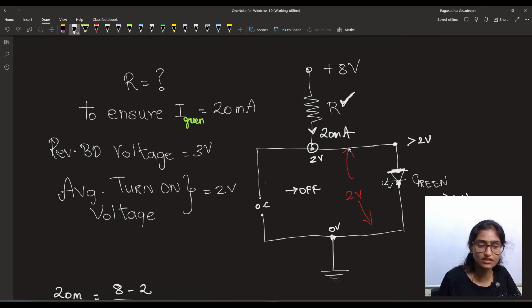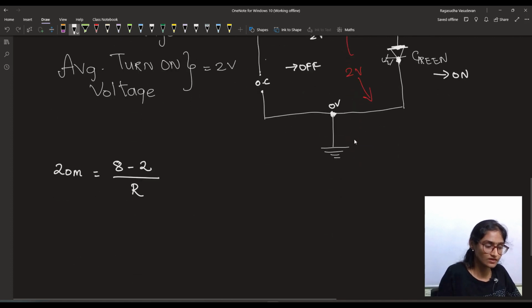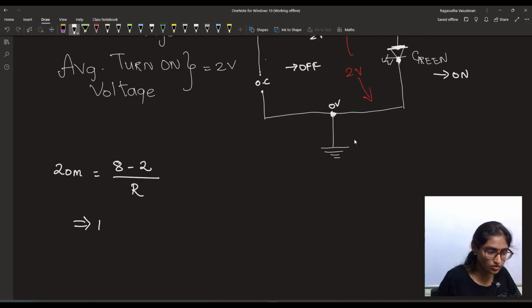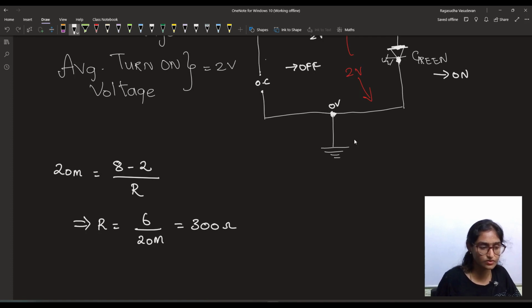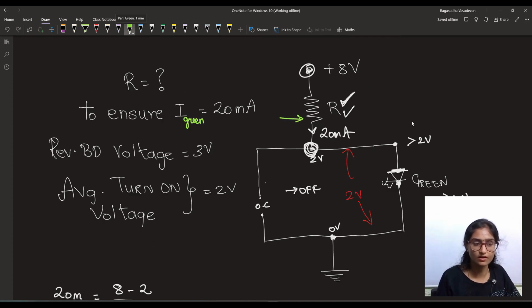Okay, because what is this current? Difference in the potential across these two ends divided by this resistance. So from this we can get the value of R as 6 divided by 20 milliampere, which is 300 ohm. When we are connecting a 300 ohm resistor here, then it will ensure the operation smoothly.